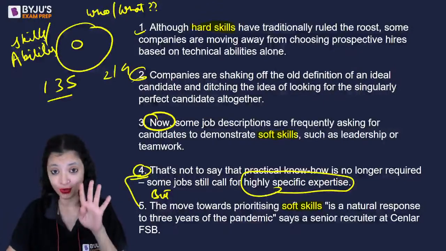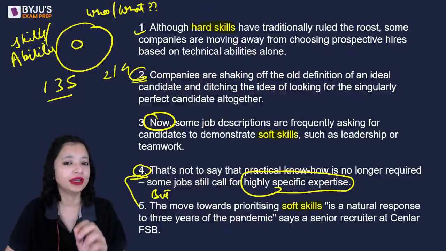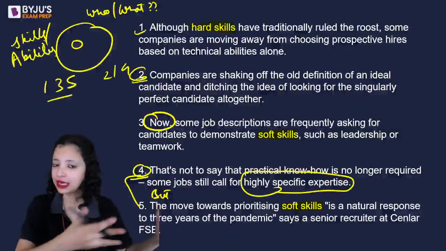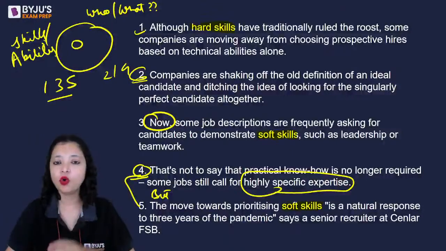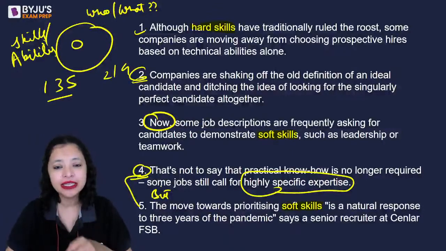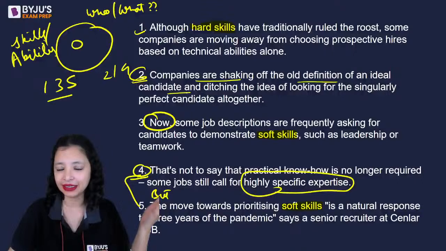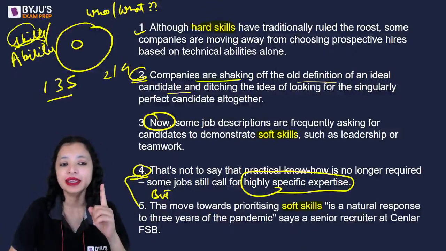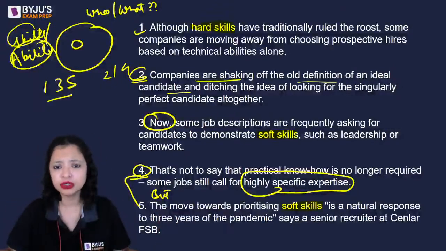People look for when hiring candidates. Whereas 2 is an oddity. 2 looks more like the first line, the introductory line of a passage. 1, 3, 4, and 5 are details, minor details of what they focus on. So when the companies are shaking off old definition of an ideal candidate, they may be looking at multiple things. One is their skills and abilities. The others could be financial restraints or constraints or further more things.